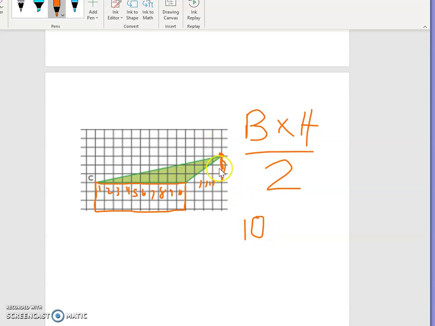When we go to count the height, that's over here in orange, we're going to count from the top to the bottom. So we have 1, 2, 3. Don't forget to divide by 2. Again, we can input this into our calculator and do 10 times 3 divided by 2, which will give me 15.